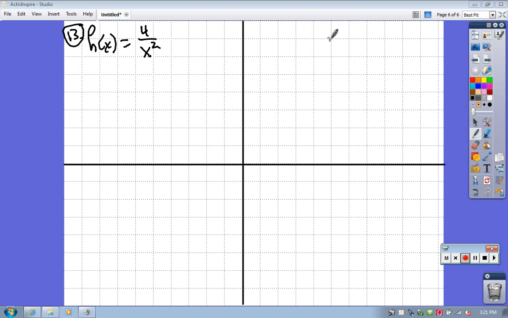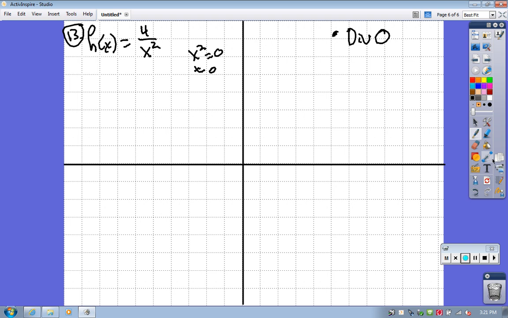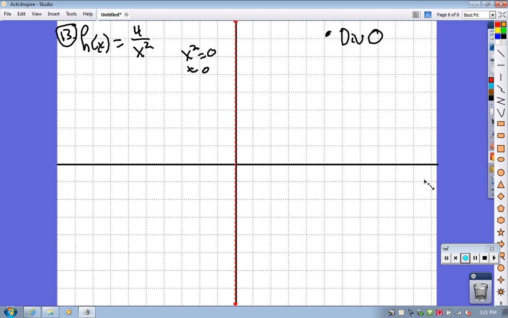So, remember with looking at these rational functions, my first idea is I can't divide by 0. So let me think about when that would happen. That would be when this equals 0, which would be at 0. So it looks like x cannot be 0.